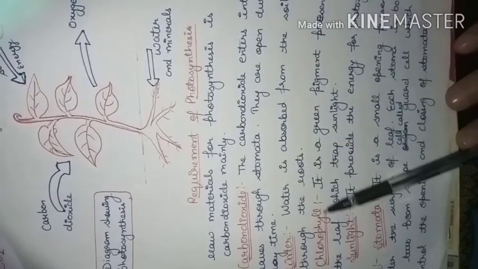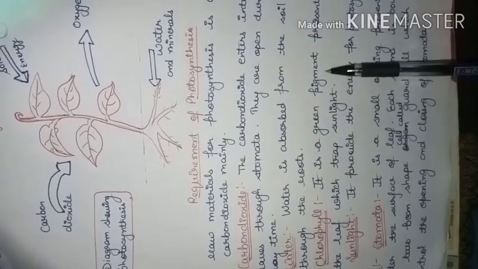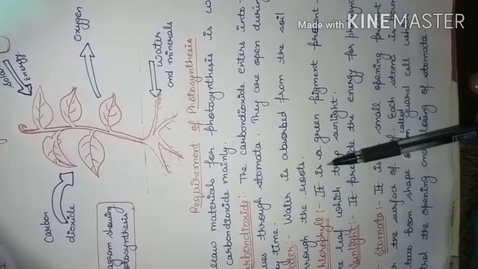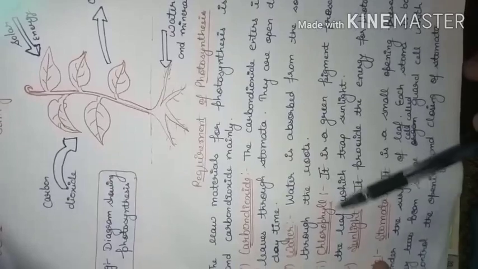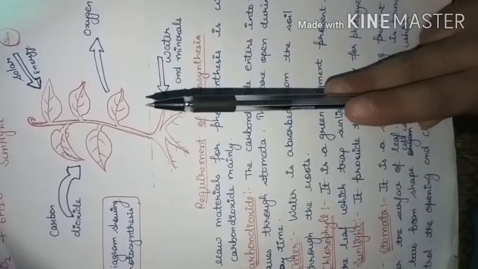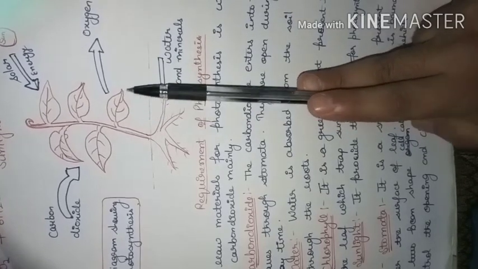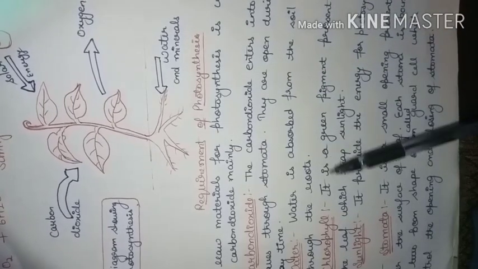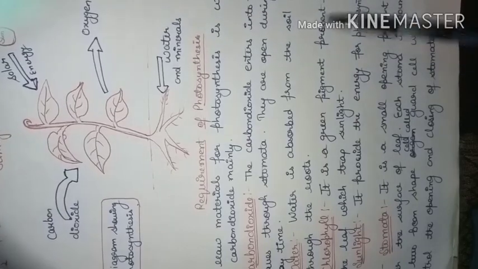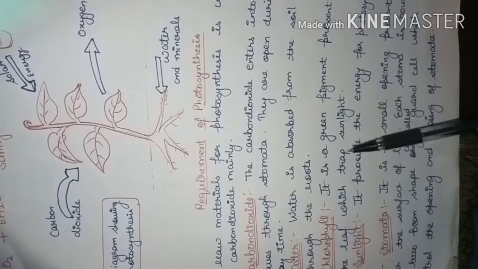Now the next one is chlorophyll. Chlorophyll is a green pigment present in the leaf. Pigment, what do you understand by pigment? Pigment means color. So it is a green pigment present in the leaf of the plant which traps sunlight. The question can come like, why is the leaf of green color? The leaf is of green color because of the presence of chlorophyll. Chlorophyll is a substance which provides green color to the leaf, and it is also the important substance which helps in trapping the sunlight from the sun.